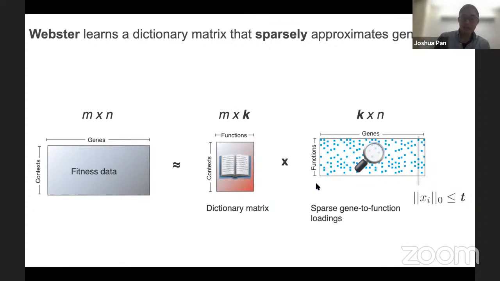The second matrix is a loadings matrix. The task is that every gene effect present in the input data needs to be reconstructed in terms of a mixture of up to T of the elements in the dictionary. T is a hyperparameter that you can set, and this is equivalent to an L0 penalty on our representation matrix.